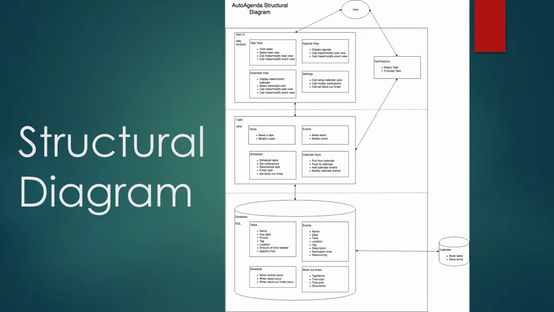Auto Agenda is an Android application. We'll be using Android best practices. So for instance, we'll be using material design patterns to make the UI for the application, and we'll be using Java for the business logic. We'll be doing our best to separate out the Android specific code from the business logic so we can make the application more portable to other platforms.